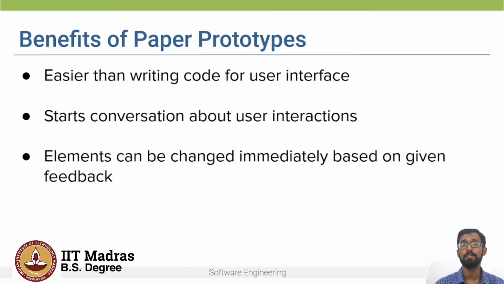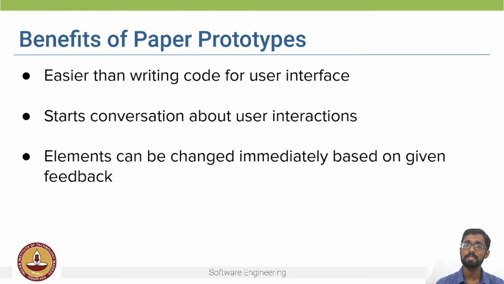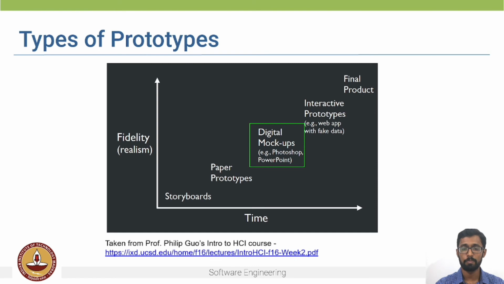And third, these elements can be changed immediately on the fly, right? If the client wants some features or some buttons or some navigation to be changed, these elements can be changed immediately based on the given feedback. So that was about paper prototypes.